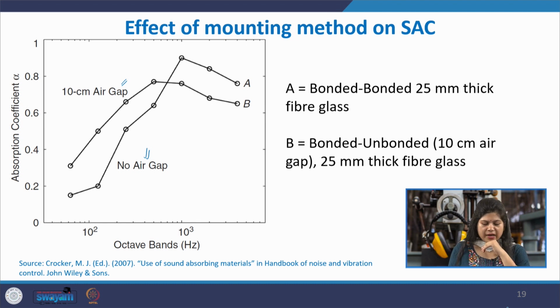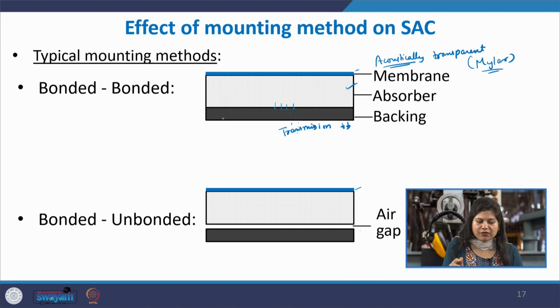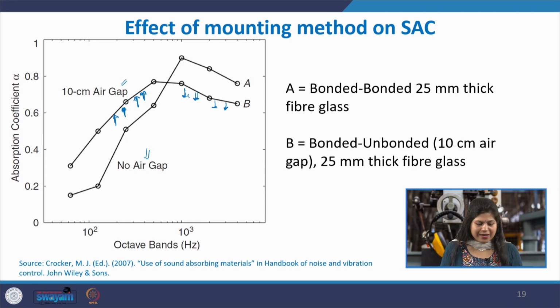What is happening is that when there was no air gap, the values at the low frequencies were low, but with the introduction of the air gap, some of the low frequency absorption has been enhanced, but it has come at the cost of a reduction of the SAC at the higher frequencies. So this is the condition of bonded-bonded and bonded-unbonded. One case is where you do not have any air gap, versus bonded-unbonded, where you have an air gap between the porous layer and the barrier at the back. The air gap here is 10 centimeters.